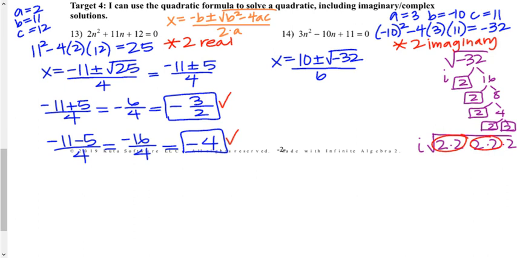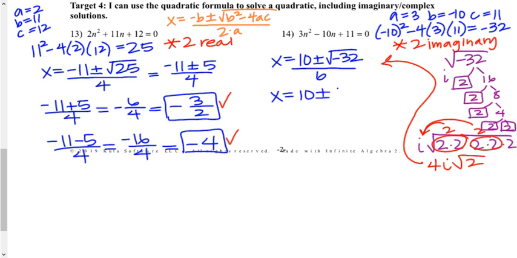I have 2 pairs here, actually, so I'm going to pull out not 1, but 2 2s. Bring them out front, and this becomes 4i root 2. So I finally simplified it. I can bring it back up to my formula, and I have x equals 10 plus or minus 4i root 2 all over 6.